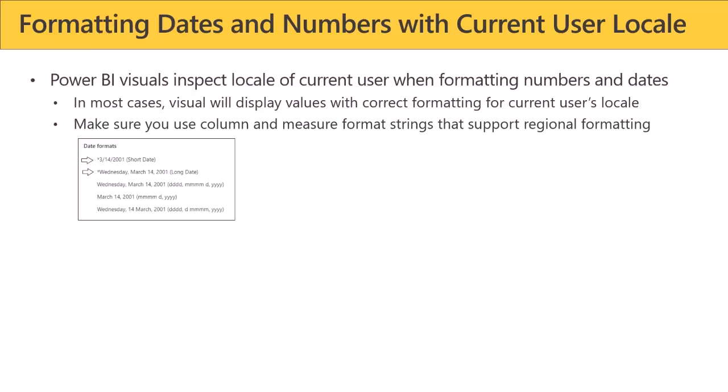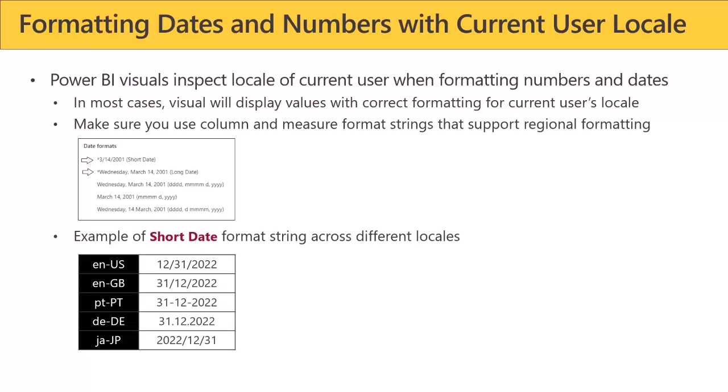And then visuals are able to look at the user locale, and also look at the format string and do the right thing. So as long as you use format strings, and don't hard code something like the pattern that would indicate one region, things are going to work. Here's an example. Look at short date and the difference between loading with EN-US and EN-GB. It basically flips the month and date around inside there.